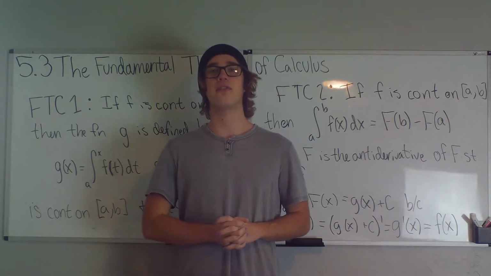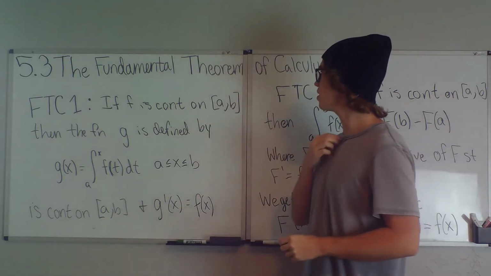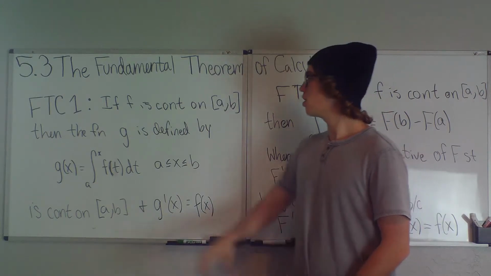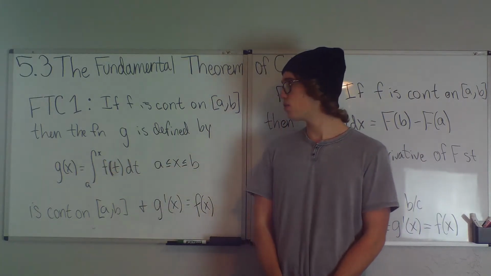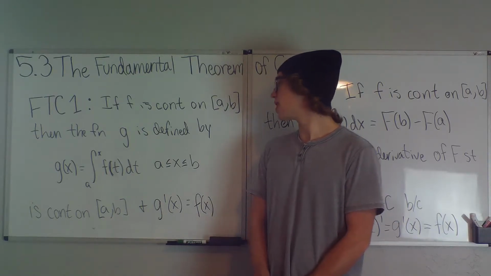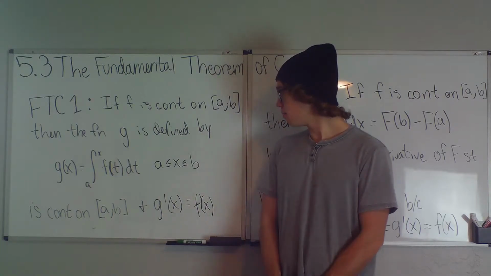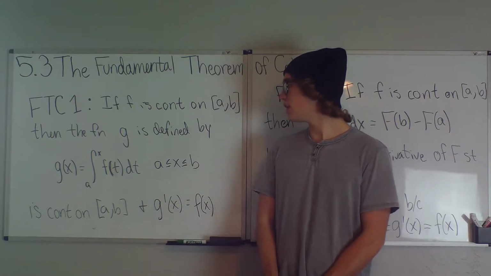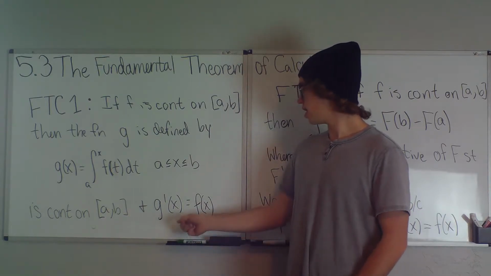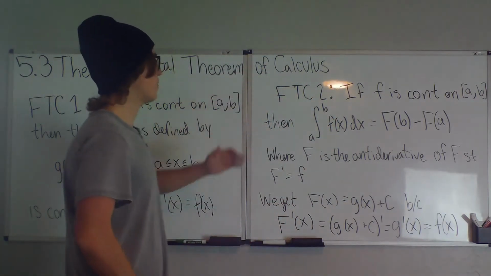So now we have the official FTC1 and FTC2. If f is continuous on a to b, then the function g is defined by g of x is equal to the integral from a to x of f of t dt, where x is in between a and b, and it is continuous on a to b. And g prime of x is equal to f of x. Alright, perfect.